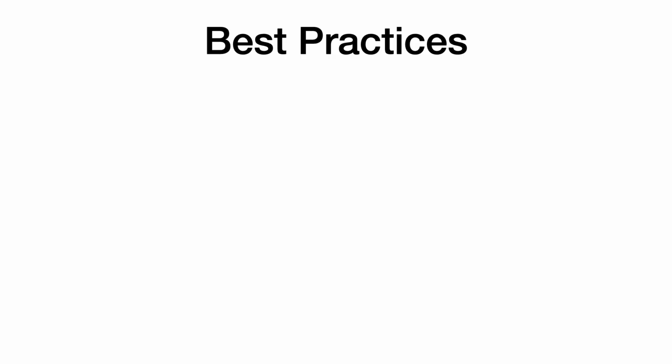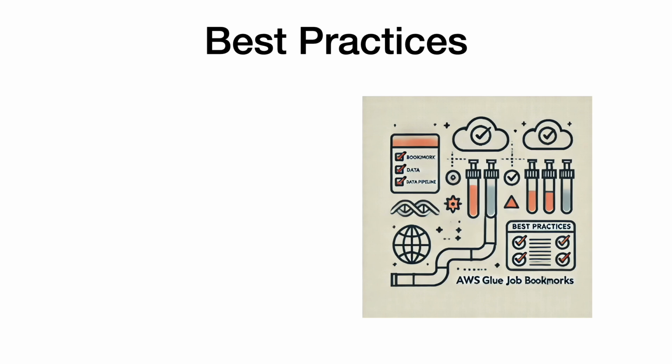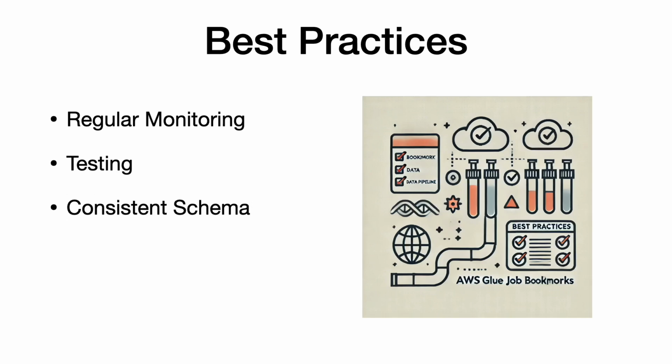Here are some best practices when it comes to AWS Glue job bookmarks. Monitor your job runs to ensure that bookmarks are working correctly and data is being processed as expected. You can do this by checking metrics as well as the AWS CloudWatch logs. You should test your ETL jobs with job bookmarks enabled in a development environment before deploying them to the production. You must ensure that your data schema remains consistent across job runs to avoid any issues with the job bookmarks.